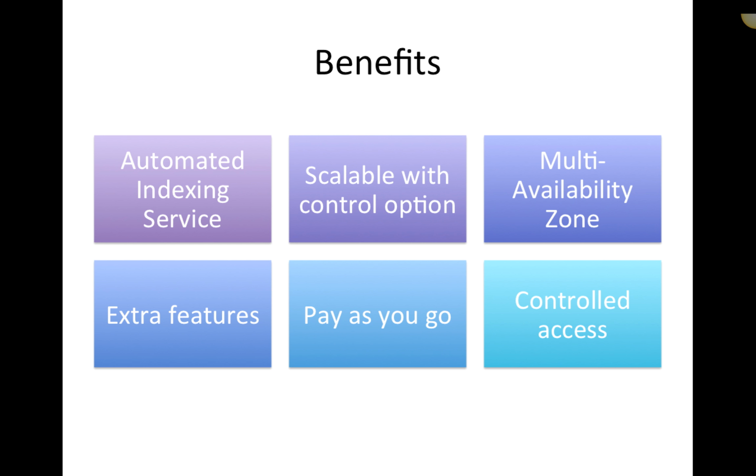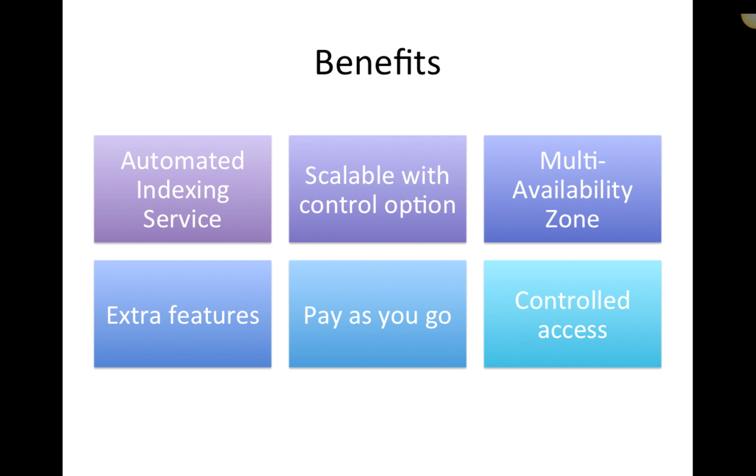Another thing is multi availability zone. So say you want to have domain search available for both East Coast and West Coast, you can do that. You can have identical domains for both availability zones, and no user on either side of the continent will experience latency. Then we have extra features such as highlighting, field weighting, sorting, search in range. There's a lot of things you can play with, and there's even multilingual access.